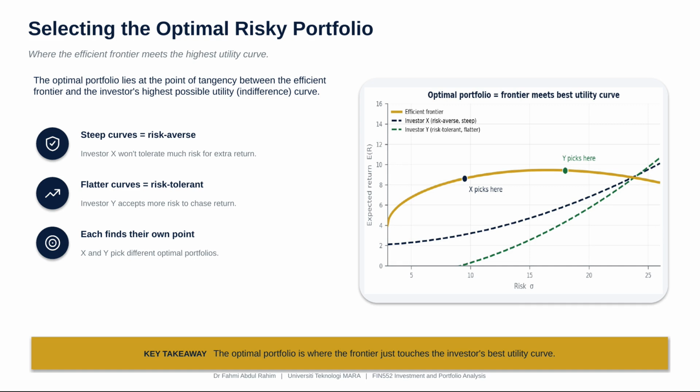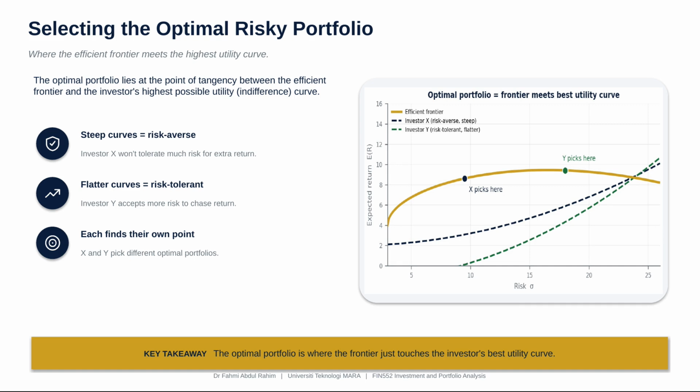Now the interesting part, different people have differently shaped dashed lines. Take investor X, who is risk averse, meaning they hate risk and get nervous easily. Their dashed lines are steep. Steep means that to accept even a tiny bit more risk, X demands a lot more return as a reward. Because the lines are so steep, X's line touches the gold curve early over on the left at a low risk spot. So X ends up choosing a safe, cautious portfolio.